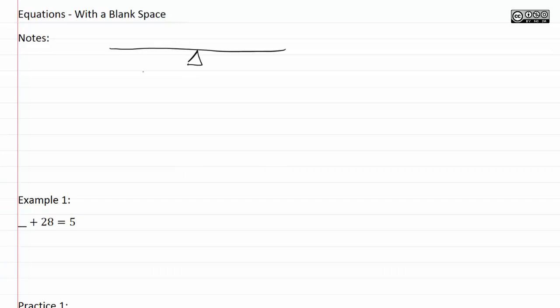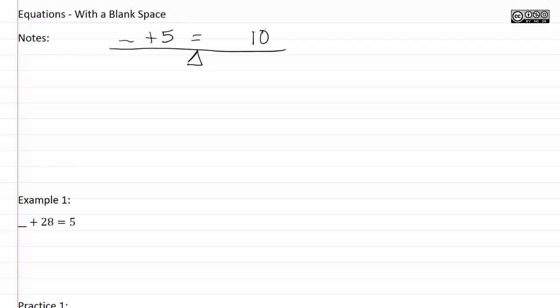and I'll just put an equation here. I'm going to say I got a blank space plus 5. And right here in the middle is the equals. I'm going to just say 10. So I have my blank space plus 5, and it's equal to 10. So these are balanced. They're equal right now.